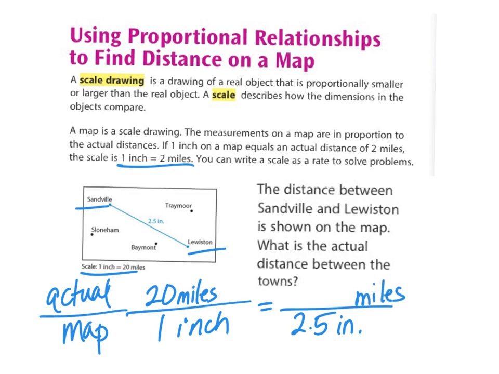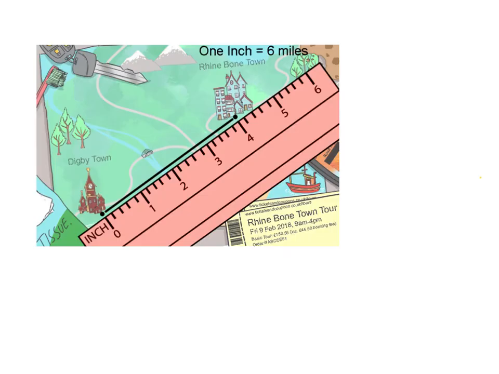To go from 1 to 2.5, I just have to multiply by 2.5. 1 times 2.5 is 2.5. So I'm going to do that same thing up here. I'm taking 20 times 2.5. When I multiply that out, I can figure out that this is 50 miles. You can definitely use your calculator to do these calculations if that's all right.